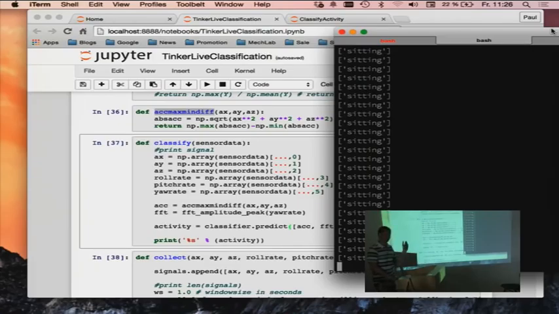Okay. So these are only 4 states. You can imagine you have some more states to predict in real life.